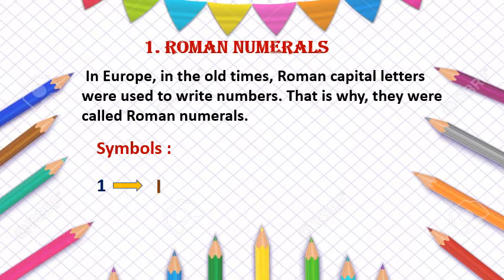1 means here they used to write capital I. For 5 they used capital V, and for 10 they used capital X. Remember this. 1 means I, 5 means V, and 10 means X. These symbols you keep in your mind. Then we will go through some of the rules.